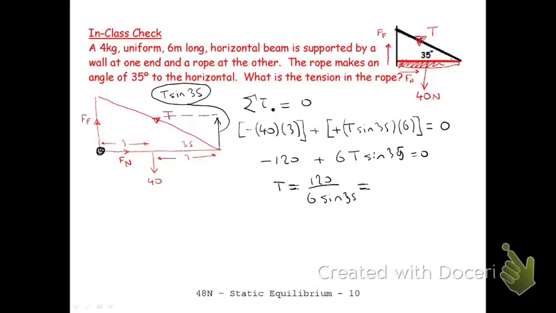Anybody? Pardon? 11.5. Oh, is that right? Did I mess up completely? Probably. 6 into 120 is 20. So it's got to be more than 20, because you're dividing by sine 35, which is less than 1. So go 120 divided by 6 equals, divided by sine 35 in degrees equals 34.9. That sounds like it.